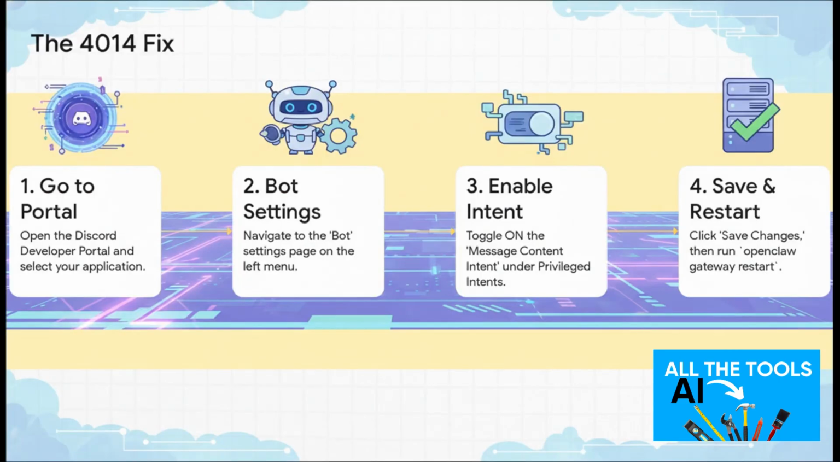And the fix, you'll be very happy to hear, is actually incredibly simple. All you have to do is go back to your bot's settings in the Discord developer portal, find the section called Privileged Gateway Intents, and just flip the switch for the message content intent. Click Save, restart your OpenClaw gateway, and just like that, your bot will spring to life.